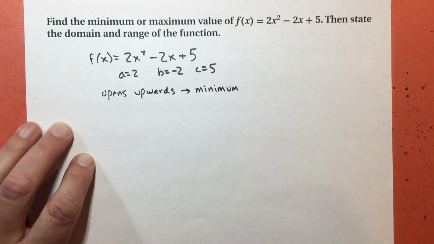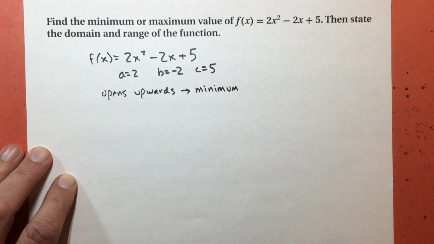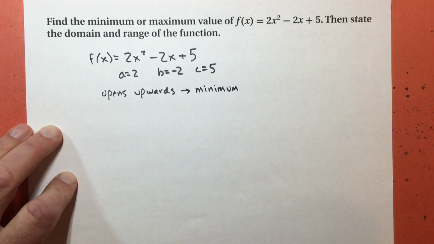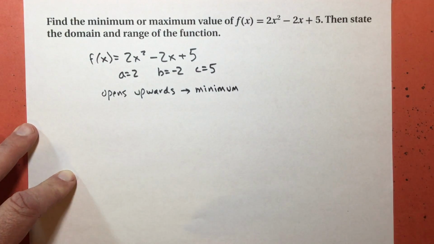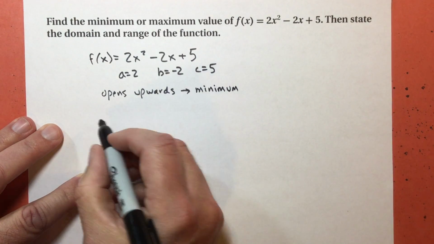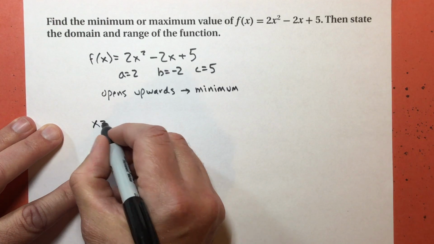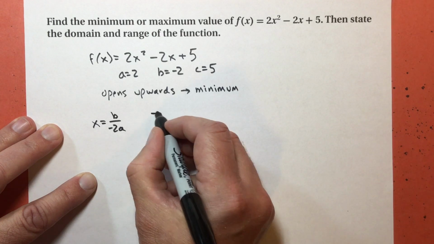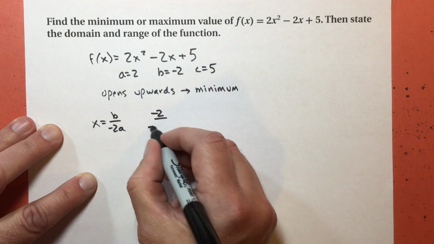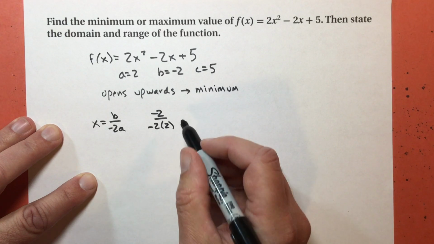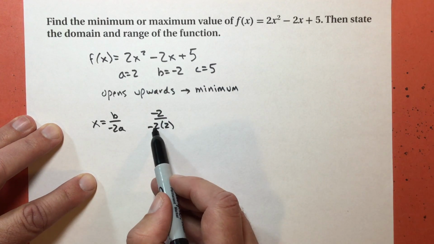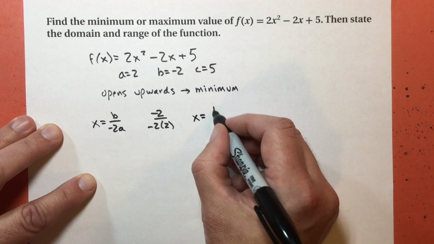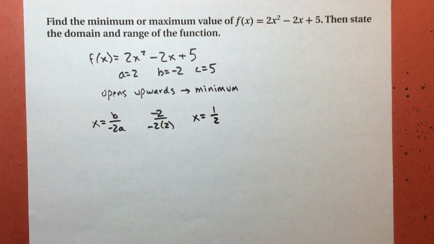But it's not enough just to say I have a minimum. Now I have to find out what it is. So I need to know where the vertex is, which basically means I need to go through all the properties we talked about. First of all, the axis of symmetry is x equals b over negative 2a. My b is negative 2. My a is 2, so that's negative 2 times 2, which is negative 4. This tells me my axis of symmetry is x equals positive 1/2.